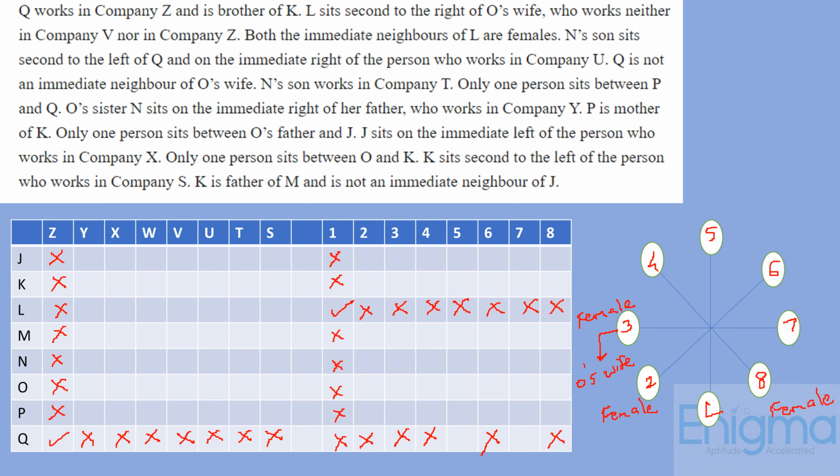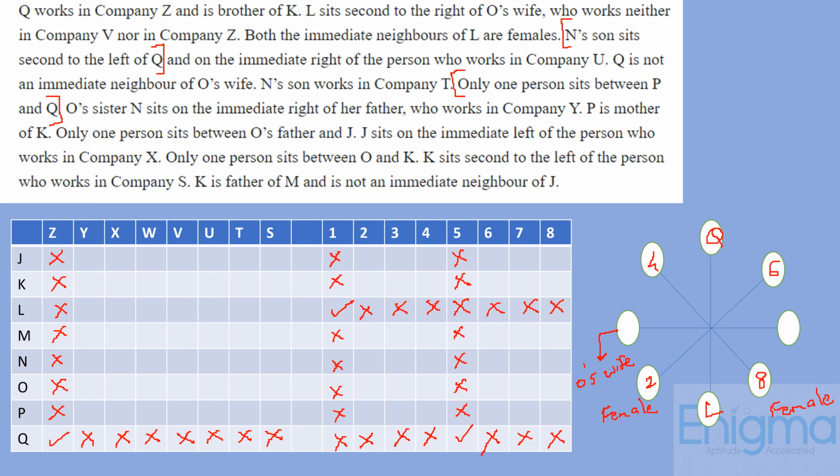Now, it is given that N's son sits second to the left of Q, and also that only one person sits between P and Q. From this, we can assume the position of Q. There are only two valid positions for Q, 5 and 7. So we will try with one. If there is any contradiction, we will move on to the next one. So we will assume position 5 for Q.